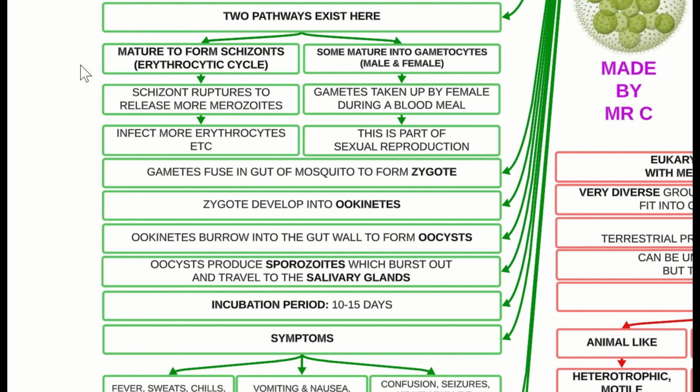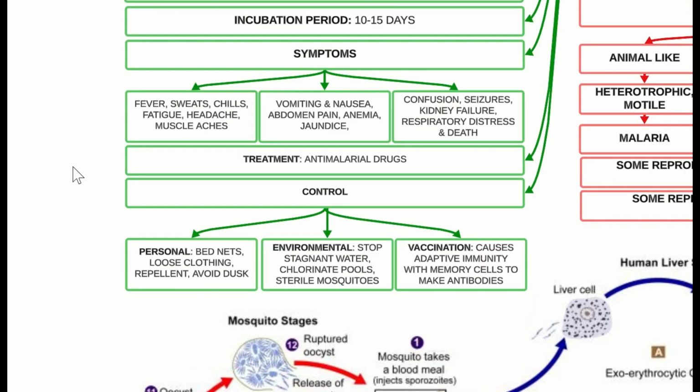The gametes are taken up by the female Anopheles mosquito during a blood meal, and this is when sexual reproduction begins. The gametes fuse in the gut of the mosquito and form a zygote. The zygote develops into an ookinete. The ookinetes burrow into the gut wall and form oocysts. The oocysts produce sporozoites which burst out and travel to the salivary glands, and the cycle starts all over again. The incubation period for malaria is between 10 to 15 days from exposure.